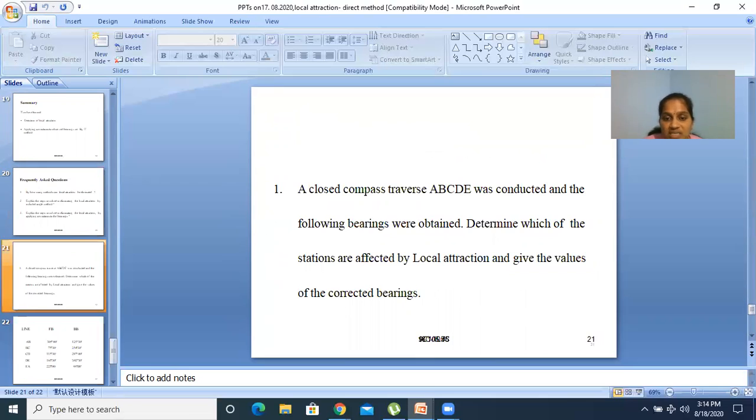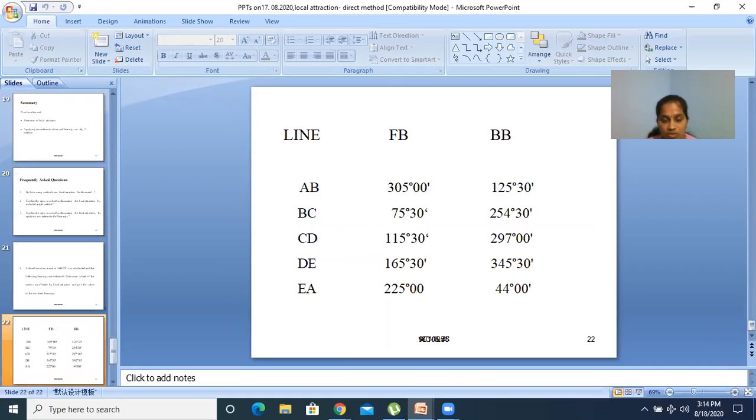A closed compass traverse A, B, C, D, E was conducted and the following bearings were obtained. Determine which of the stations are affected by local attraction and give the values of the corrected bearings. So this one you can take as an assignment. These are the lines AB, BC, CD, DE, EA.